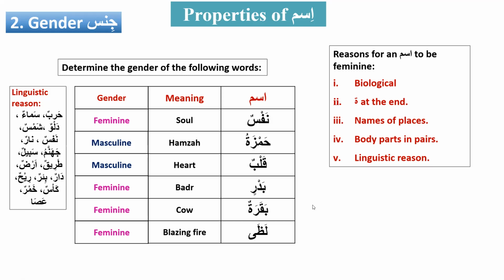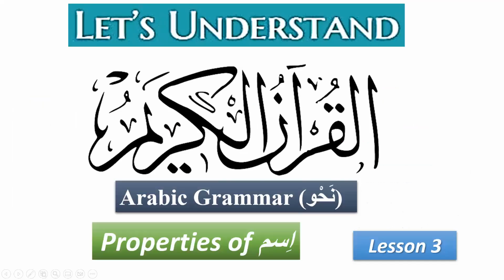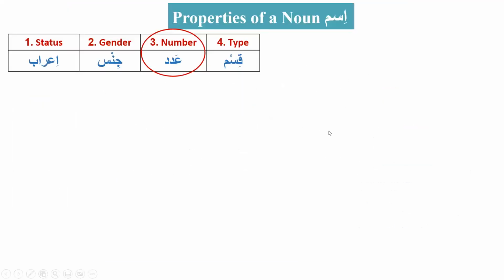Now we are going to start the third property. As you see, the third property is number. What does this mean? Like, what does number mean? Number means, is an ism singular, or is it dual, or is it plural? That's all it means. So once you have an ism in front of you, you should know, is it singular? Is it dual? Or is it plural?